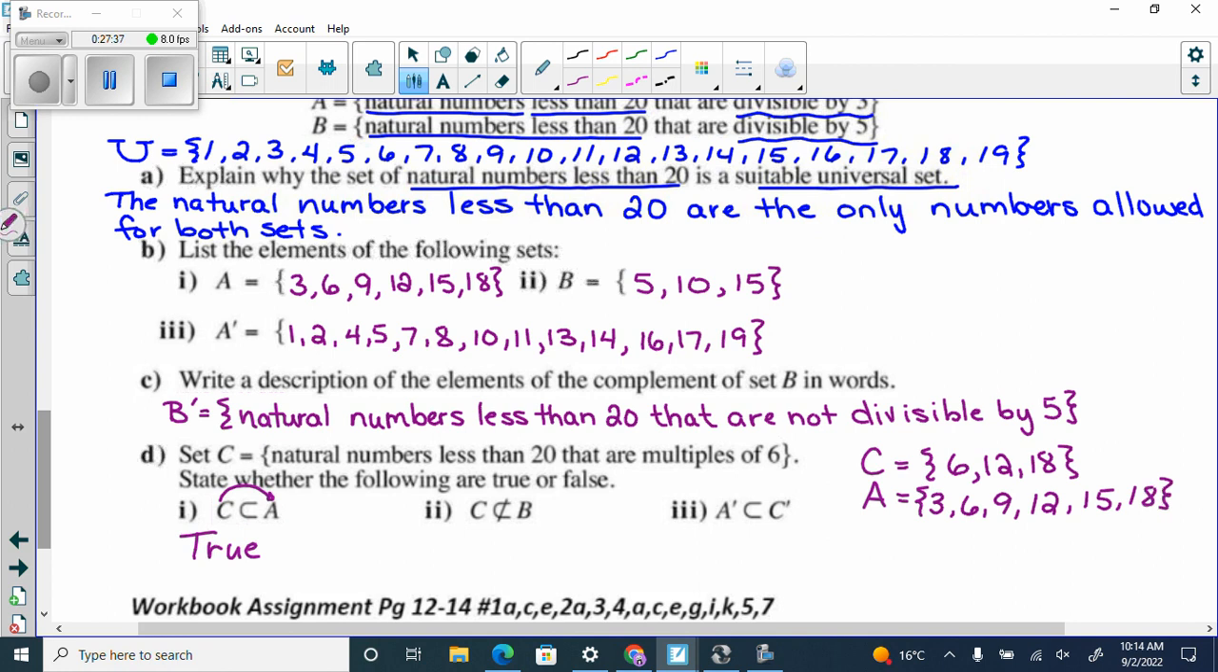Then it says C is not a subset of B. Well, let's put B down here. B is 5, 10, and 15. Everything in C is not in B. C has 6, B has nothing. C has 12, B, nope. C has 18, B, no. So the moment that one of them is not in the other, it's not a subset, right? The moment I said C has 6, B doesn't, I'm done. I don't even have to check the rest, do I? Nope. The moment one of them is not in the other, you're done. It's not a subset. So this is true.